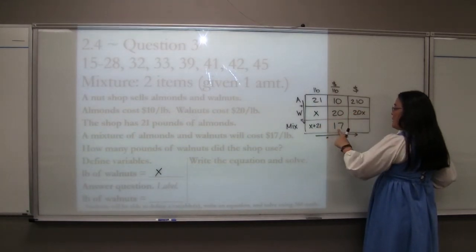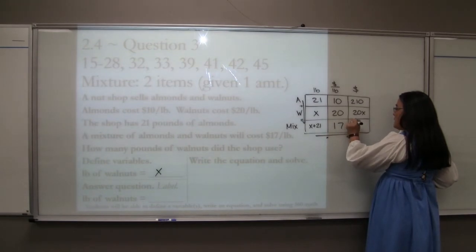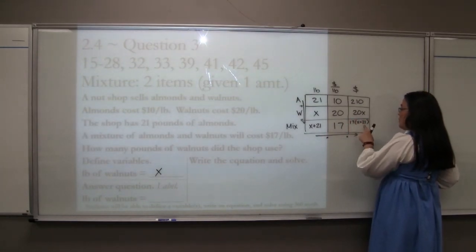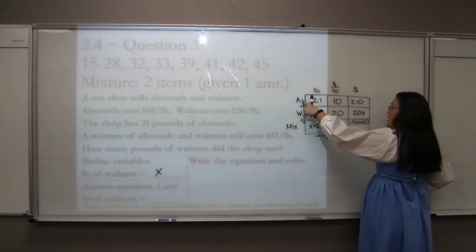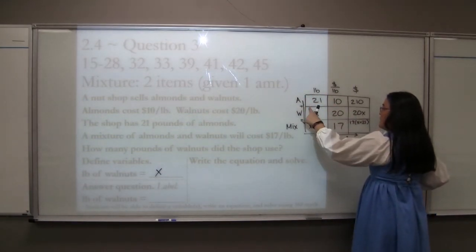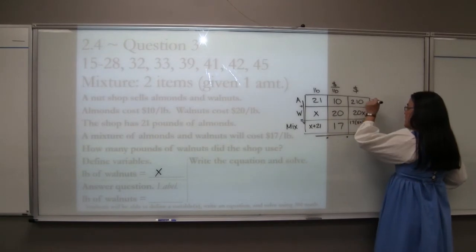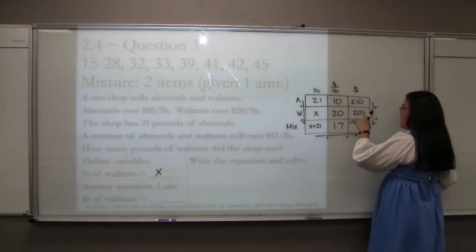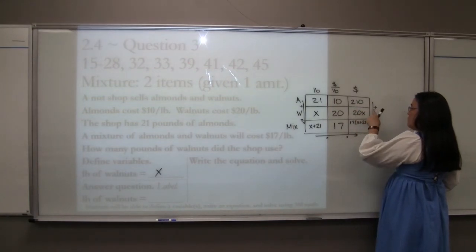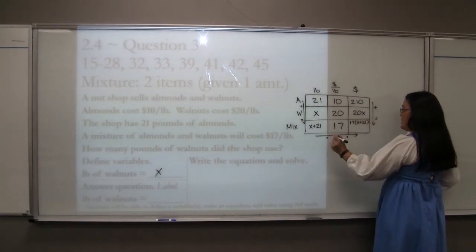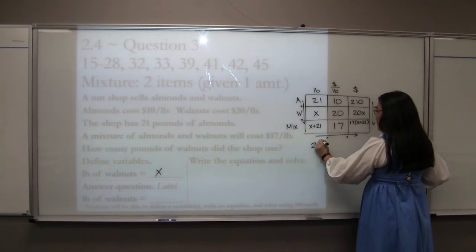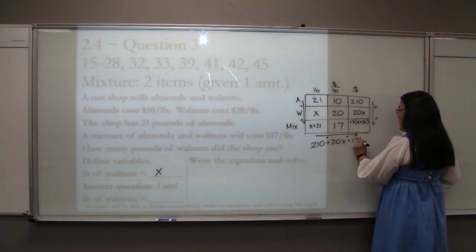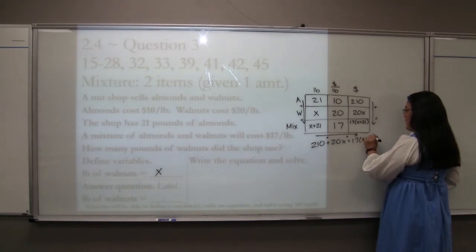And a binomial times a monomial: I want my 17 times x plus 21, monomial first, binomial second. Just like this was first box plus second box equals third box, the same pattern will happen here. That is our equation: 210 plus 20x equals 17 times x plus 21.